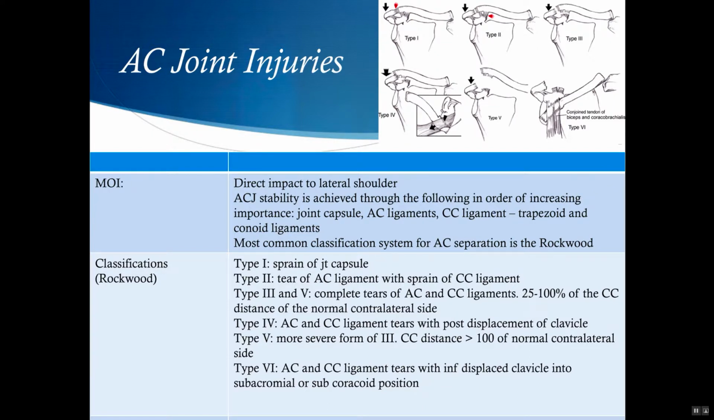In type 5, which is essentially a more severe form of type 3, the coracoclavicular distance is greater than 100% of the normal contralateral side. And then finally, you have type 6, which are full tears of the AC and CC ligaments with an inferiorly displaced clavicle into the subacromial or subcoracoid position. These are pretty rare and usually the result of fairly significant trauma.